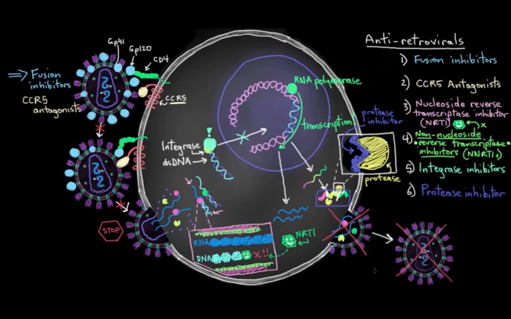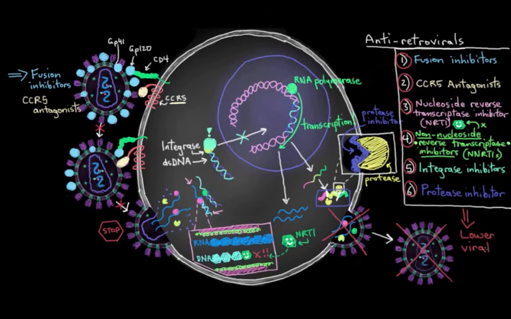So you can see that by using some of these drugs in combination, we can really minimize how much HIV can replicate within our bodies. We can stop it from getting into our CD4 cells, which it needs in order to replicate. And as you saw, we can stop it at a few other places as well. So ultimately, you end up with a way lower viral load in your bloodstream.